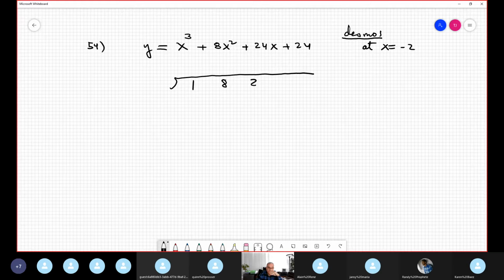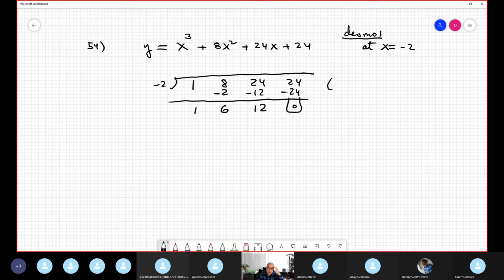1, 8, 12, 24, and you divide by -2. Bring down 1, and -2 times 1 is -2, plus 8 is 6. Multiplication is -12, plus 12 is 12, and 12 times -2 is -24. Good. I proved algebraically using synthetic division that x plus 2 is a factor. And the rest is x squared plus 6x plus 12.